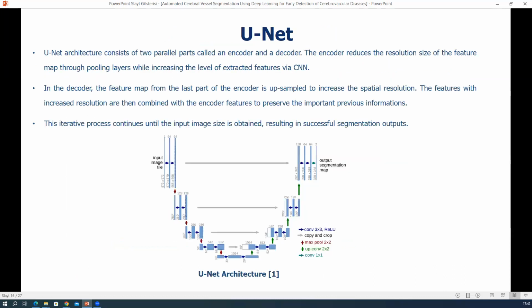Deep learning architectures. UNet architecture consists of two parallel parts called encoder and decoder. The encoder reduces the resolution of the feature map through pooling layers while increasing the level of extracted features via CNN. In the decoder, the feature map from the last part of the encoder is upsampled to increase the spatial resolution. The features which increase the resolution are then combined with the encoder features to preserve the important previous information. This iterative process continues until the input image size is obtained, resulting in a successful segmentation output.